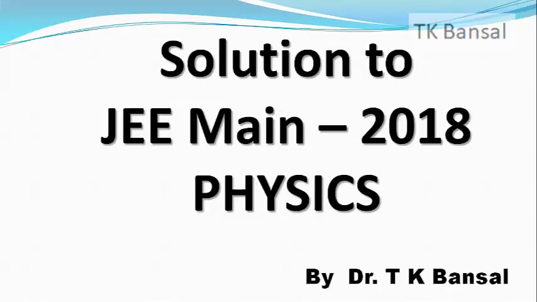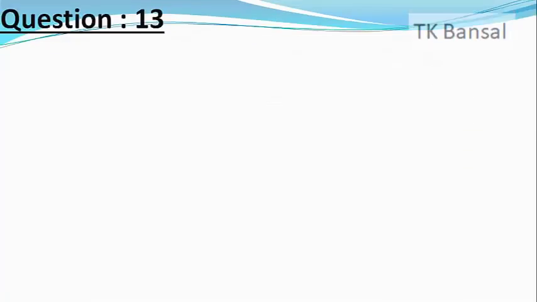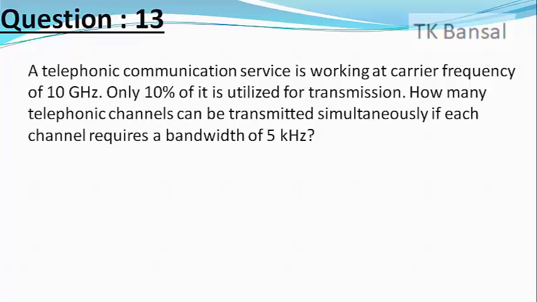My next question is, a telephonic communication service is working at a carrier frequency of 10 GHz. Only 10% of it is utilized for transmission. How many telephonic channels can be transmitted simultaneously if each channel requires a frequency of 5 kHz? The choices are 2 into 10 raised to power 6, 2 into 10 raised to power 3, 2 into 10 raised to power 4 and 2 into 10 raised to power 5.